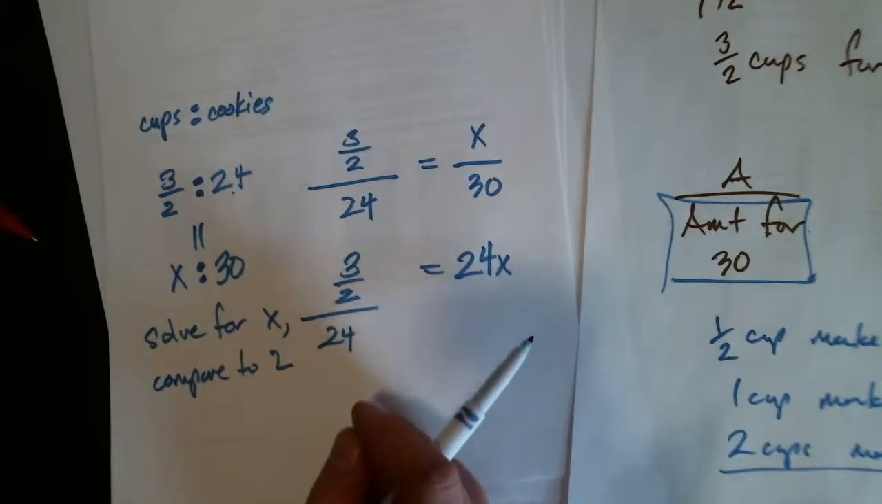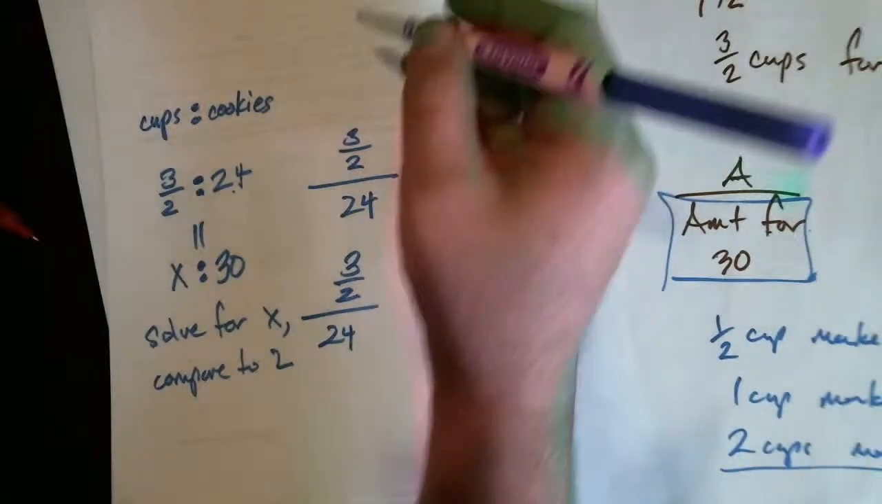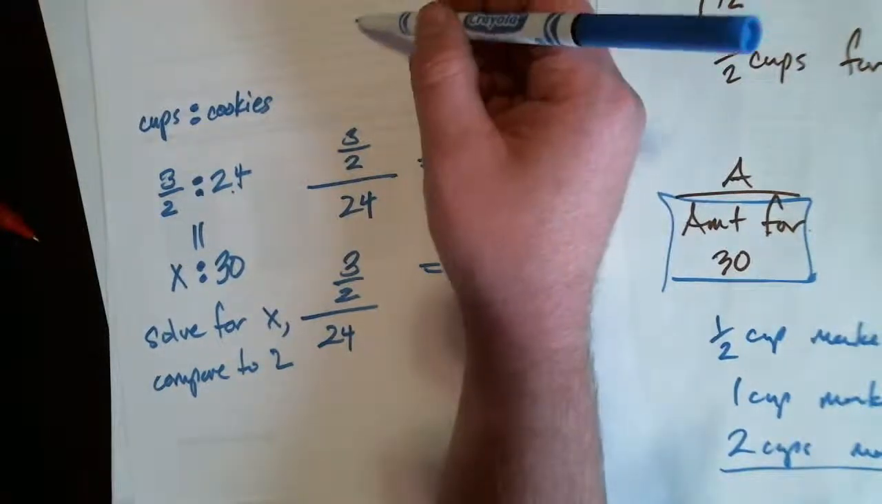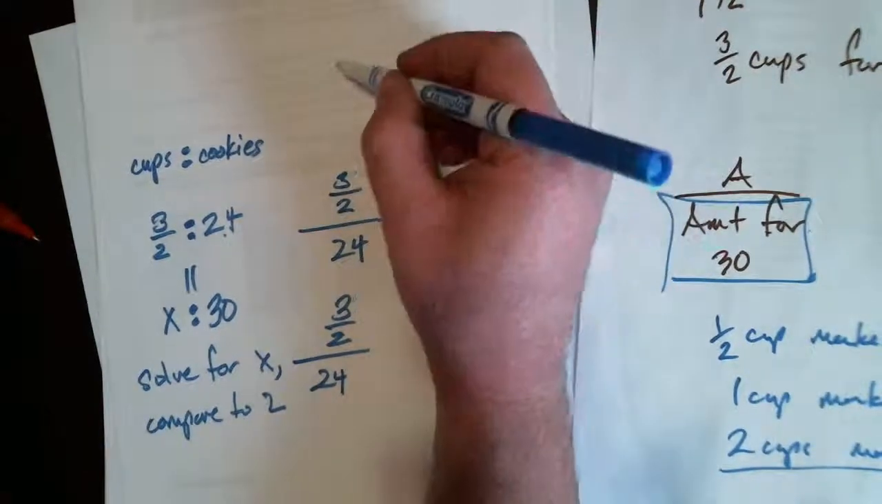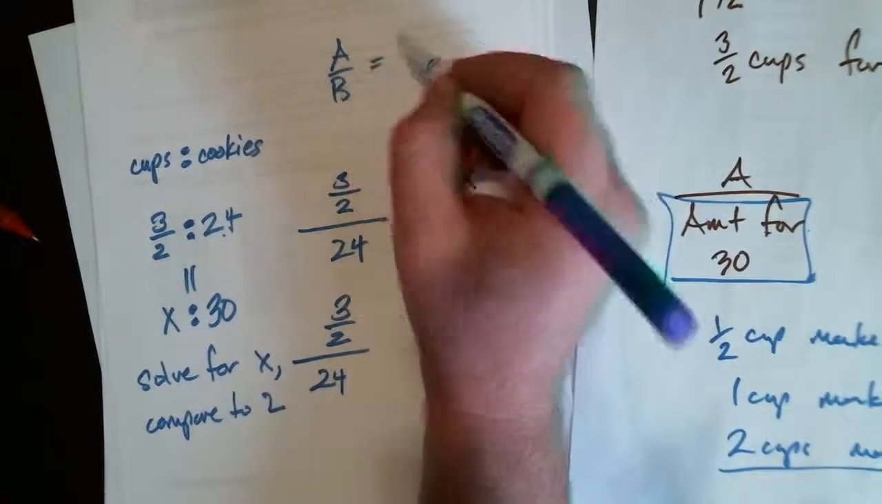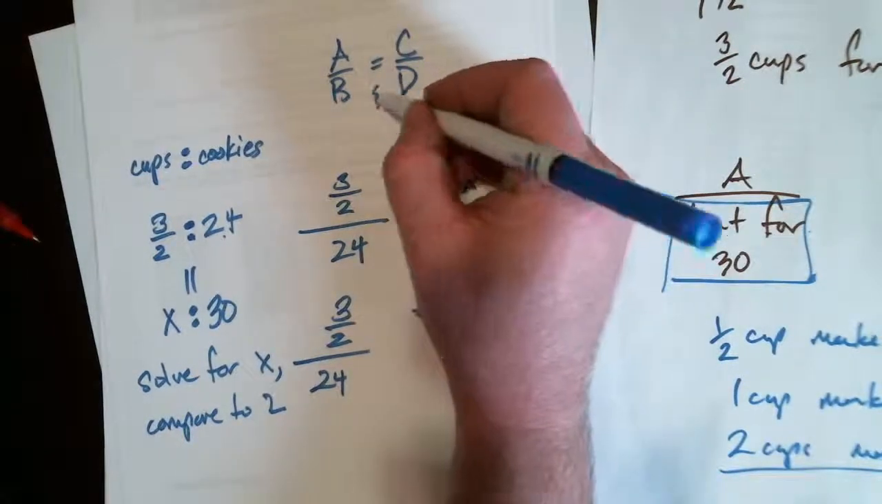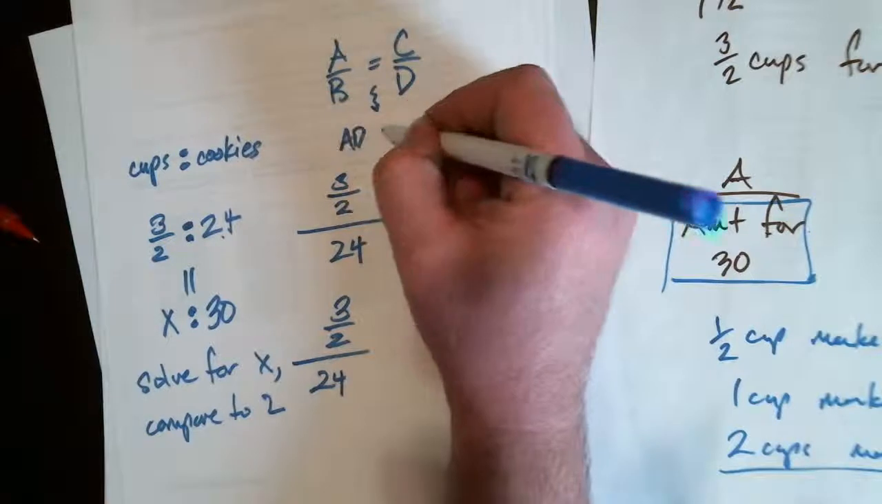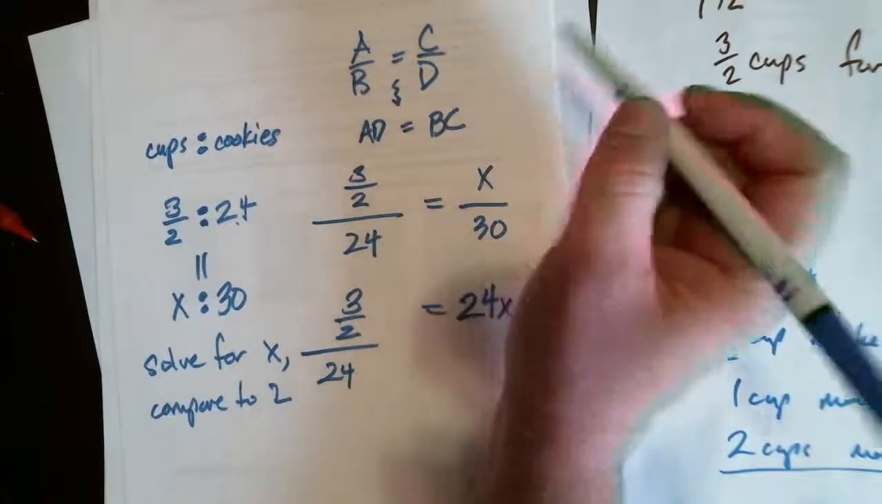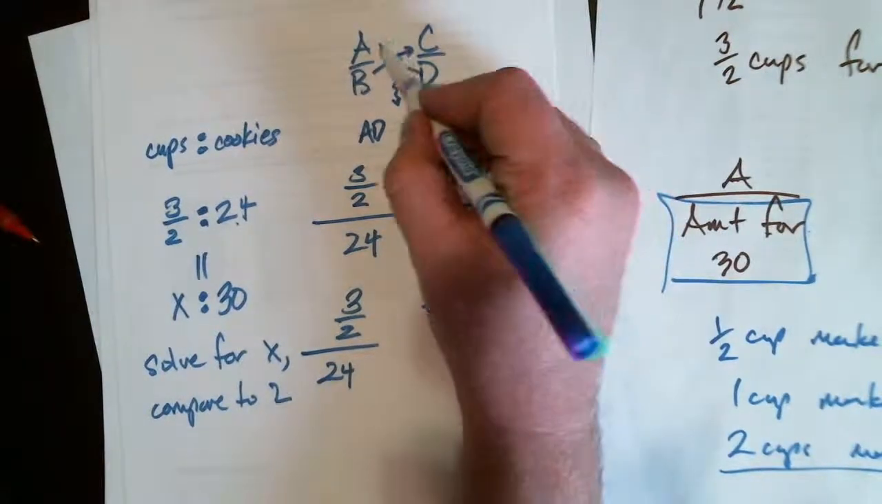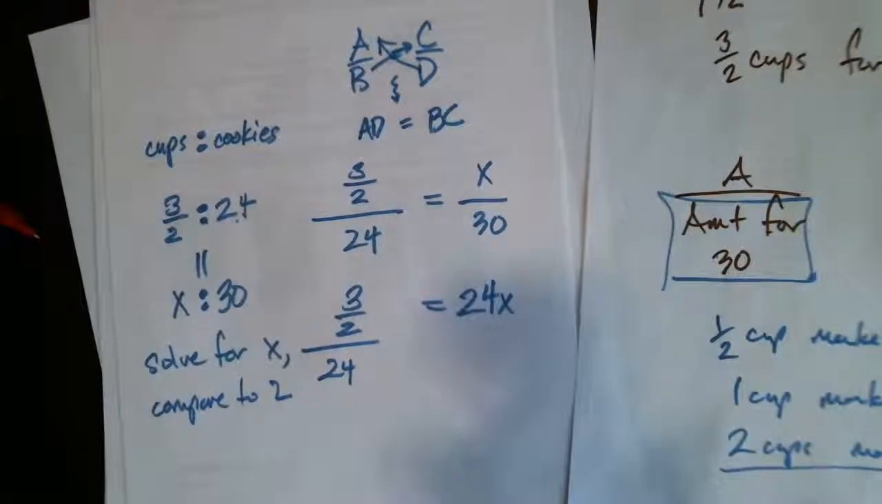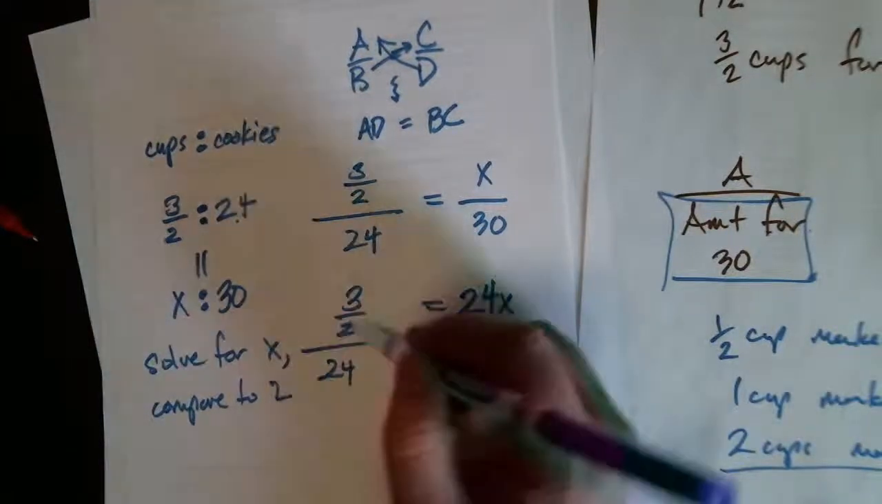Cross multiplication says you replace A over B equals C over D, you trade that for AD equals BC. Right. Okay, I just realized I multiplied wrong.